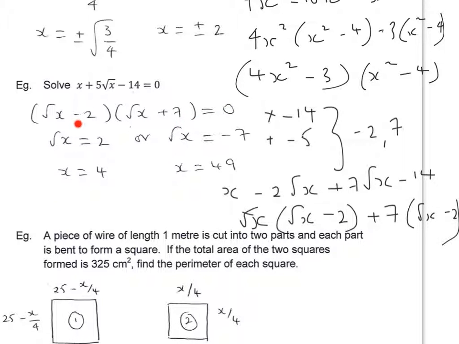For the second bracket to equal 0, root x must equal 2. And to find x, we're going to square both sides, giving me x equals 4. For the first bracket to equal 0, root x has to equal minus 7. And again, squaring both sides gives me an answer for x. So x is either equal to 4 or x equals 49.